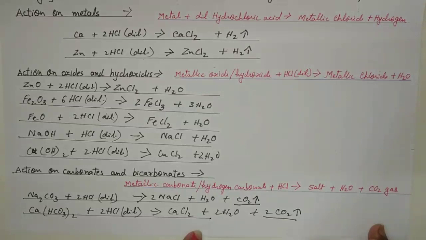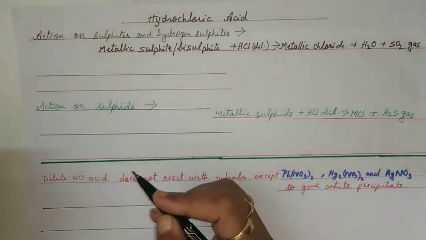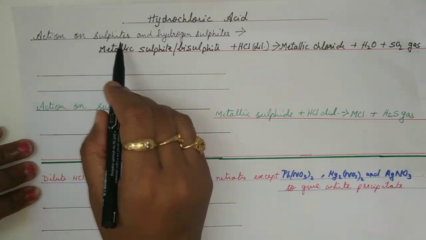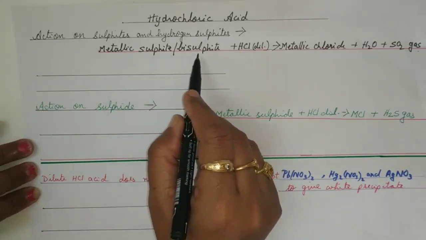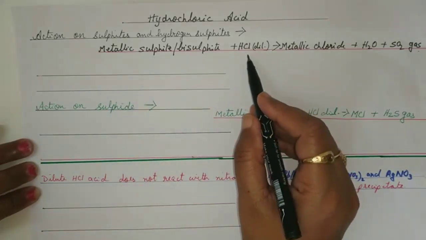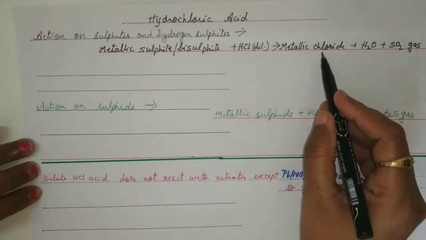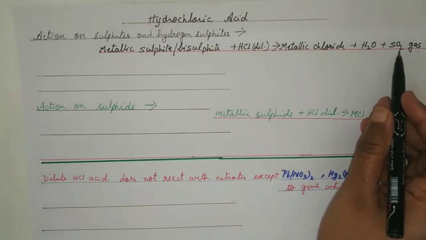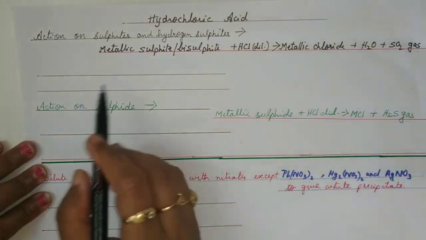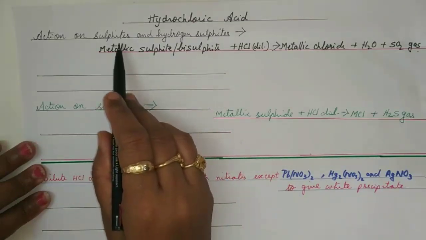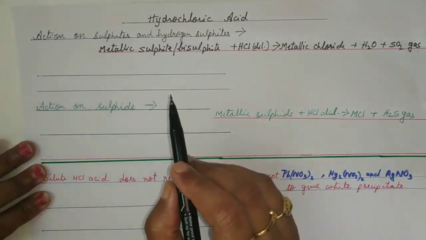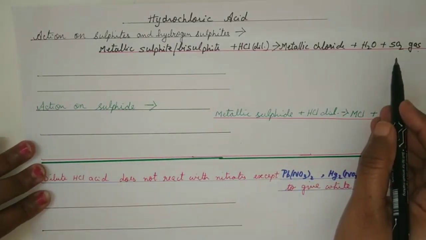And now the next type will be maybe a sulfite or a bisulfite. The action on a metallic sulfite or a hydrogen sulfite, that is bisulfite, when reacted with dilute HCl gives you the salt, that is metallic chloride, water and sulfur dioxide gas. In the previous one we had reacted dilute HCl with metallic carbonate and bicarbonate. This is sulfite and bisulfite. There the gas given was CO2, here the gas given is SO2.